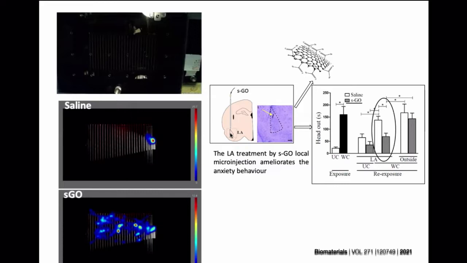We injected in the lateral amygdala, one day after exposure, the SGO or the saline solution. And then we investigated after 6 or 8 days whether the behavior related to the PTSD was still maintained or not. This was done by quantifying, as shown in here, the time the animal spent in the avoidance behavior upon re-exposure. And as shown in here, there is a huge difference, which is significant, between saline and SGO injection in the lateral amygdala.